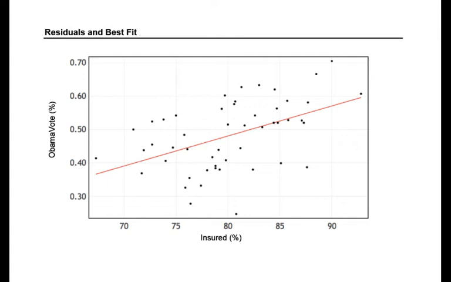All right, so what we have here is the scatter plot with regression line for Obama vote versus insured, and we're going to define a residual. A residual is something that exists for each point, and it is the signed distance, the signed vertical distance from that point to the graph. So this here would be a positive residual.